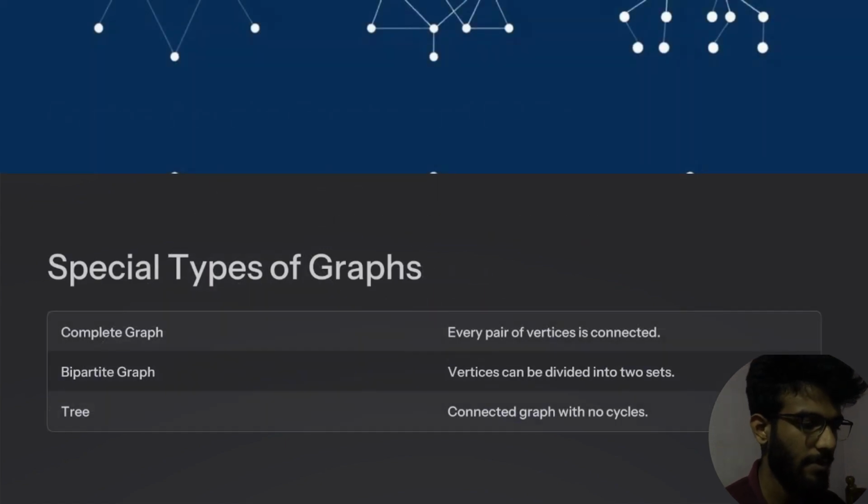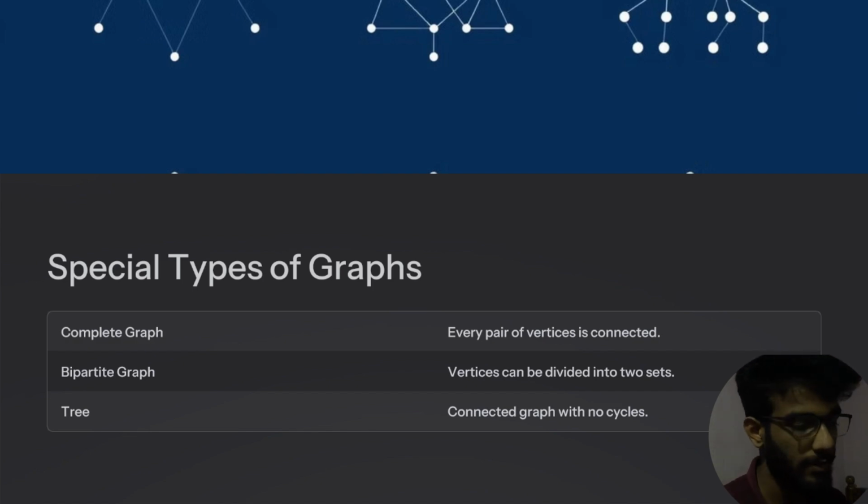So before we wrap up the session, let's cover a few special graphs. The first one is complete graph. Every pair of vertices is connected. Bipartite graph, where vertices can be divided into two sets with edges only between sets. The last one is tree, a connected graph with no cycles. Trees are everywhere, from file systems to AI decision making.